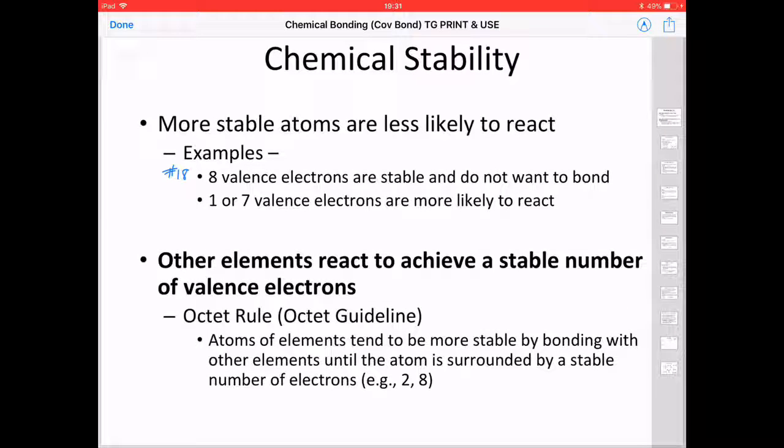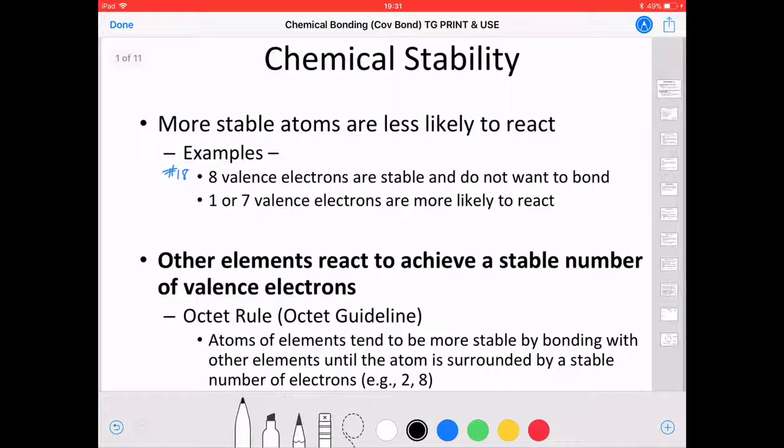All right, so we are going to talk today about covalent bonds and how to draw molecules that use covalent bonds. But before we do that, I'm going to talk to you a little bit about just bonding in general and chemical stability. So, in general, the more stable atoms are less likely to react. That means anything with 8 valence electrons.